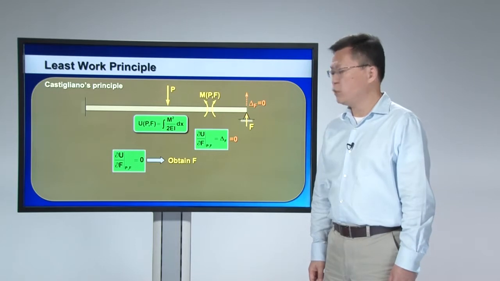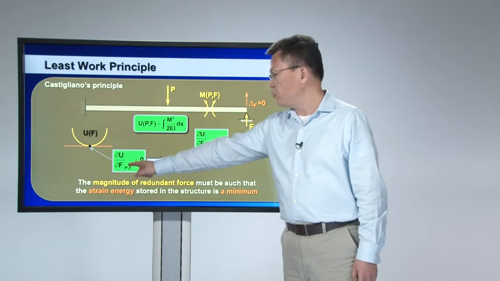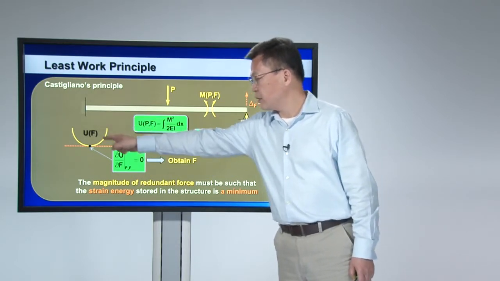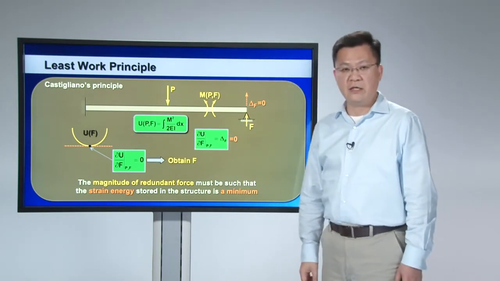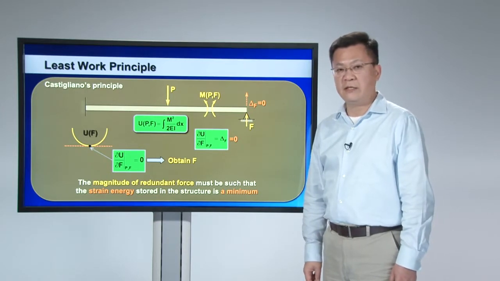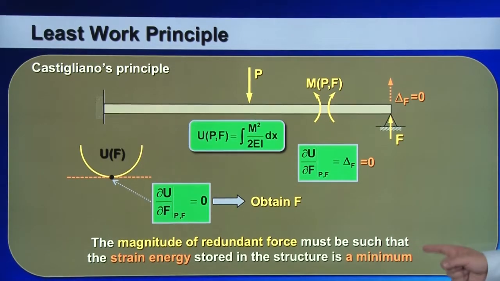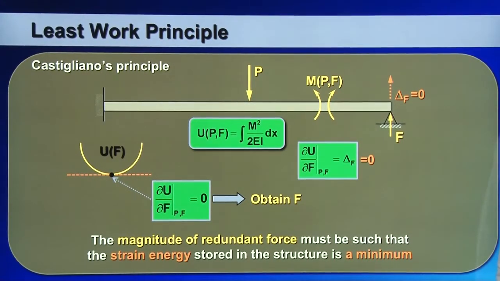So this is the so-called least work principle. Now, why is it called least work principle? Because mathematically, ∂U/∂F equal to 0 is a tangential line along the curve of strain energies. When that is equal to 0, it indicates that the strain energy is a minimum. So the least work principle says that the magnitude of redundant force must be such that the strain energy stored in the structure is a minimum. That's why we call this least work principle.